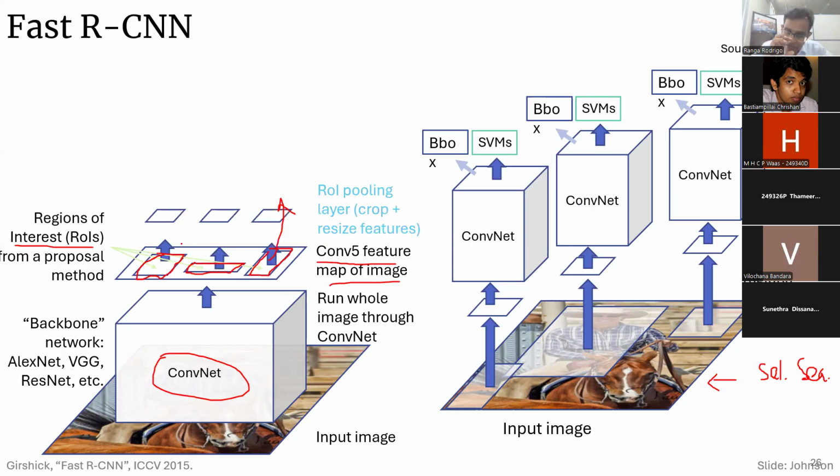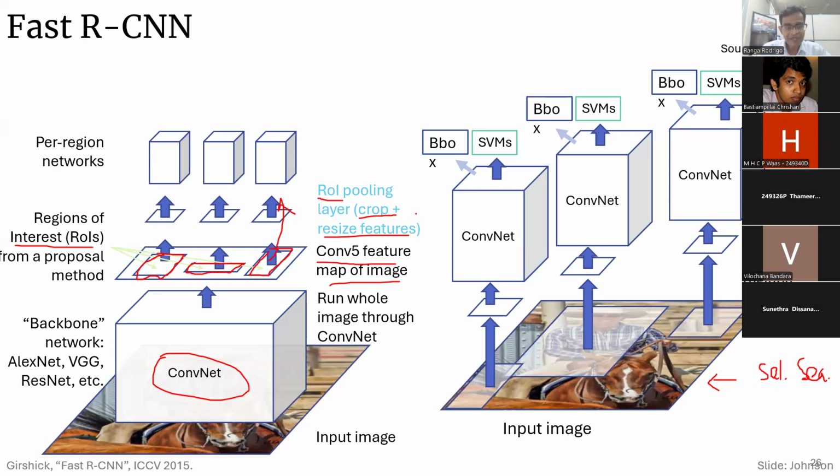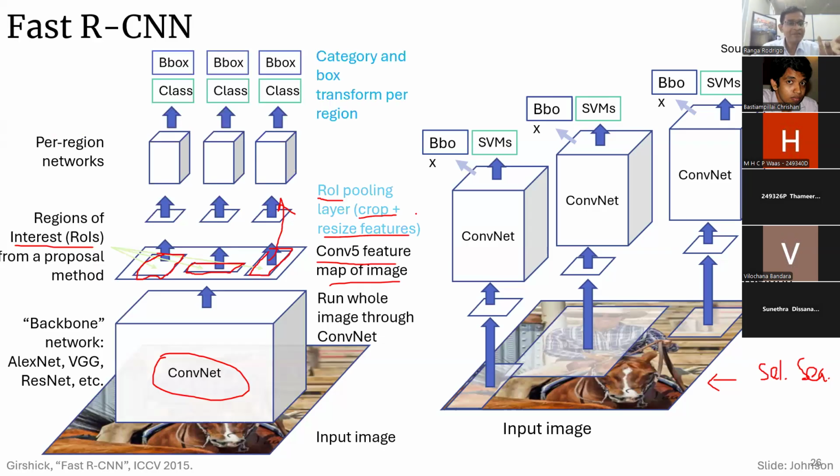To get the features corresponding to each of these region proposal regions, we have something called ROI pooling, region of interest pooling. That is crop and resize images. Then for each region, we have a very small network to give you the class label and the bounding box category. That is the advancement made by the Fast R-CNN paper by the same authors in comparison with the R-CNN paper.